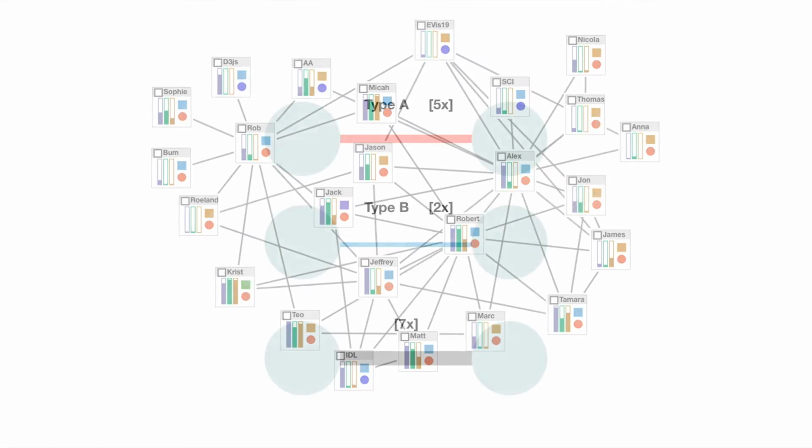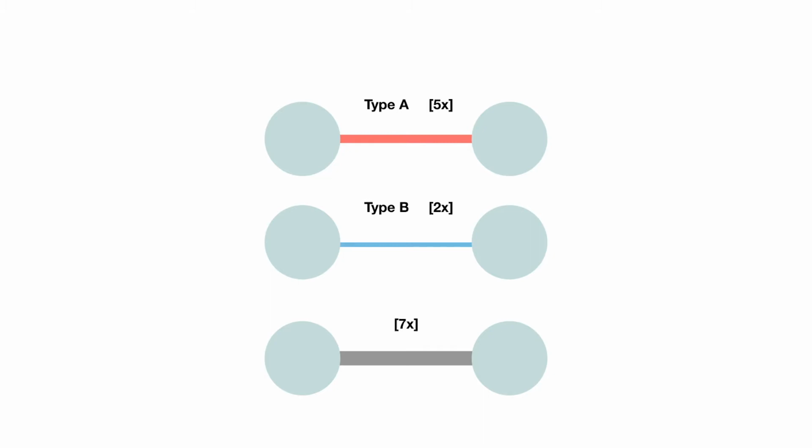We also consider edge attributes, where we use color to show the type of an edge and width to show a quantitative attribute, such as how often that interaction has happened.